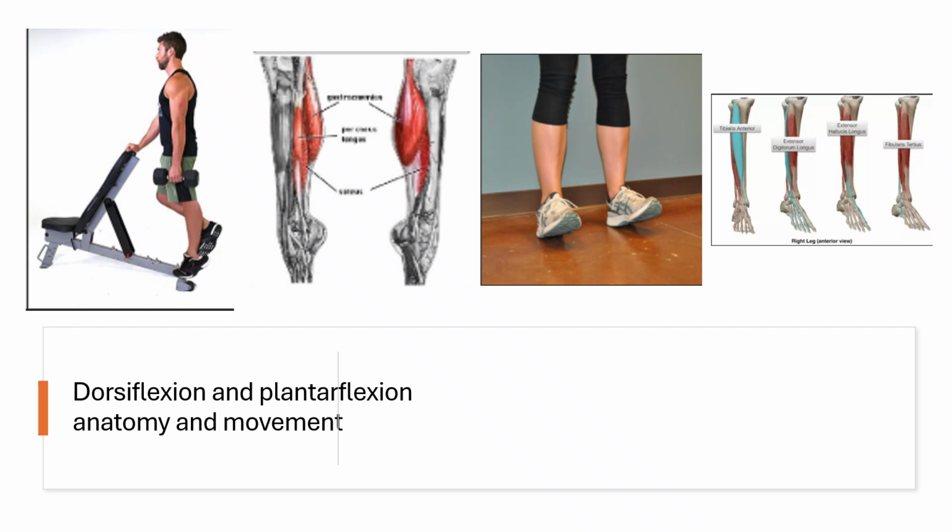The muscles involved in dorsiflexion are the tibialis anterior, extensor digitorum longus, extensor hallucis longus, and then the peroneus tertius. Then, for plantar flexion, you have the gastrocnemius, the soleus, the tibialis posterior, flexor digitorum longus, and flexor hallucis longus.